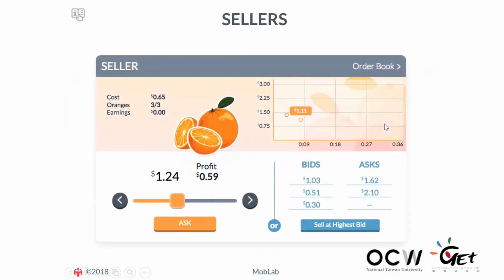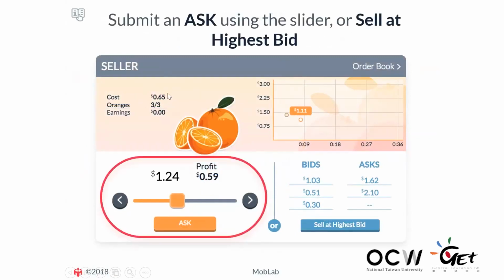So here's your seller screen. On the left, you have the cost of the orange and then your earnings. On the top right, you have the past transactions. So you see here that the last orange was bought at 111. And then you can either slide the bar here and hit ask, or you can choose to sell at the highest bid. So here are the highest 3 bids and lowest 3 asks.